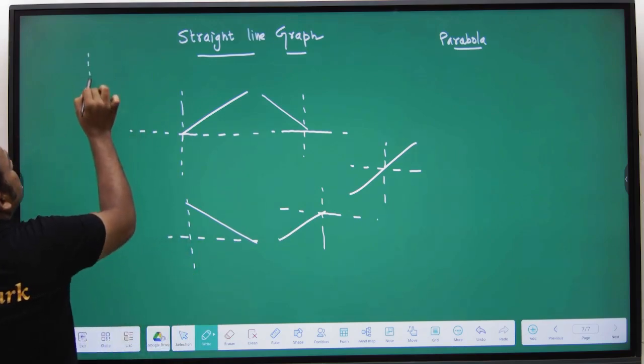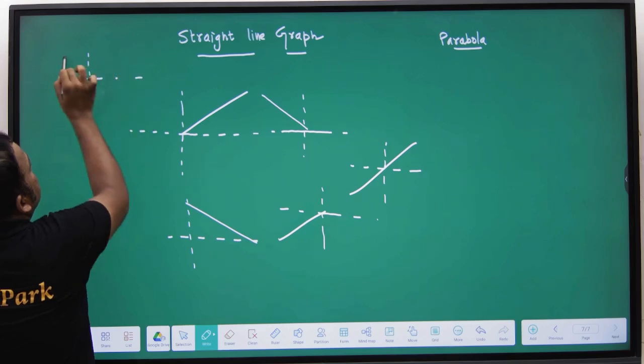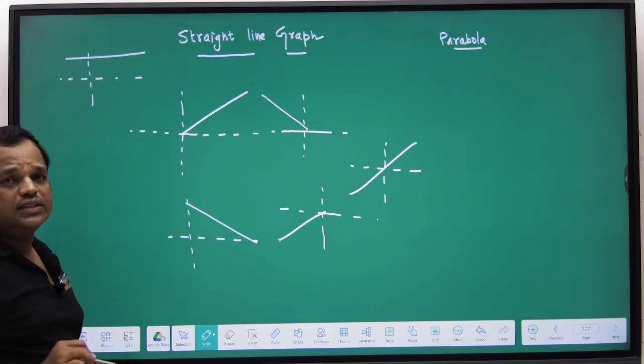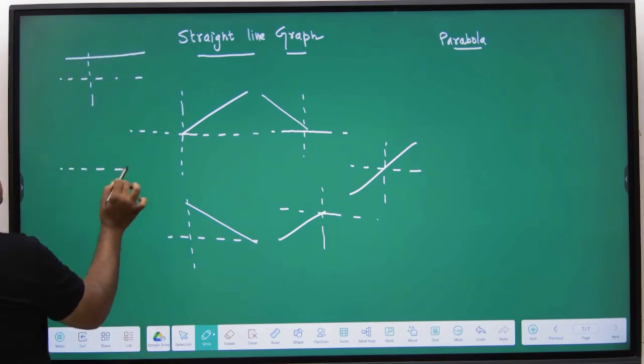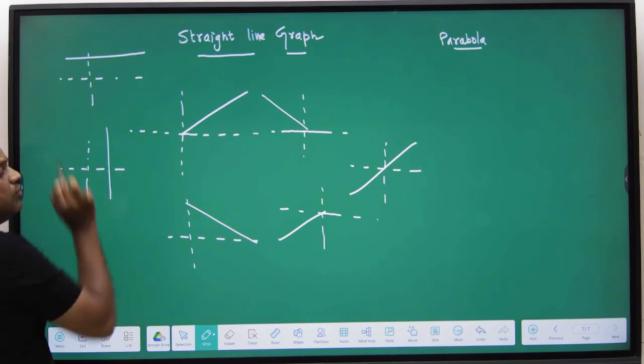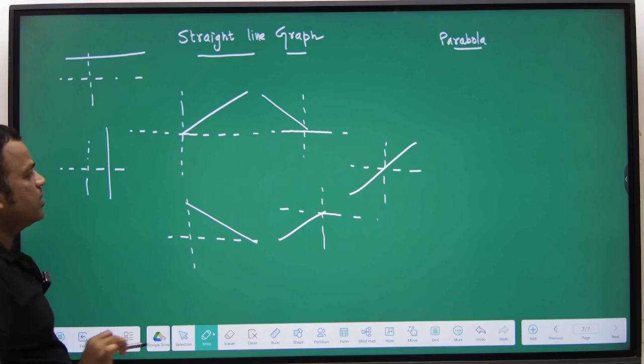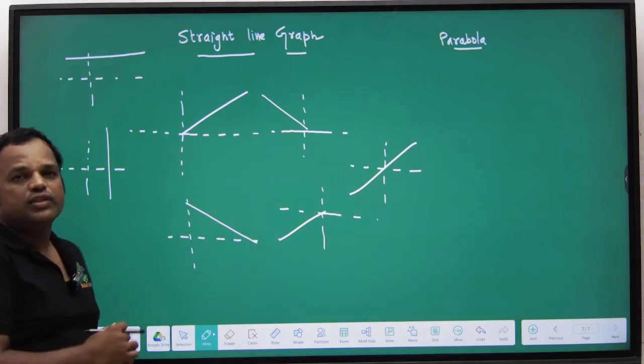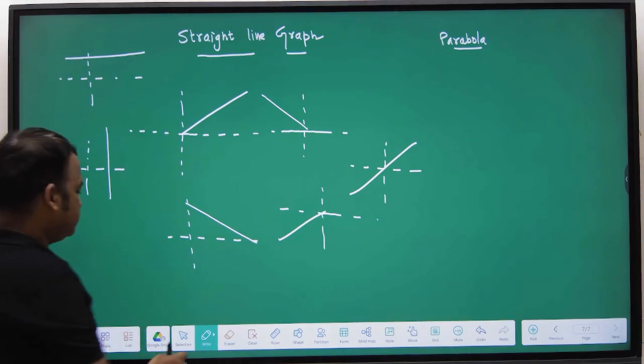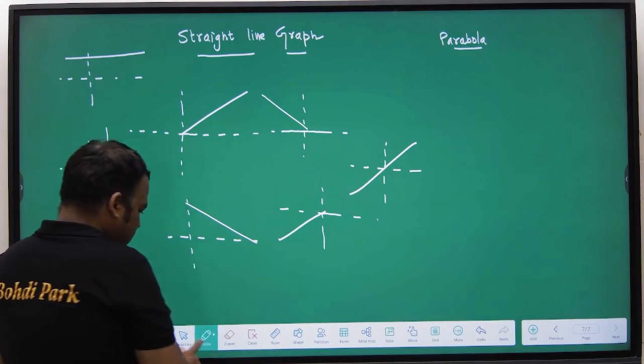The graph can be like this. This is vertical line, horizontal line. The graph can be parallel to x axis. The graph can be parallel to y axis. So these all are examples of straight line graph. How parabola graph look like?